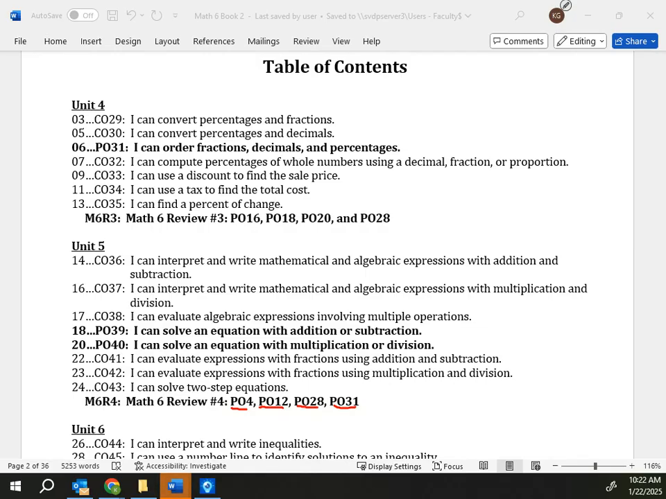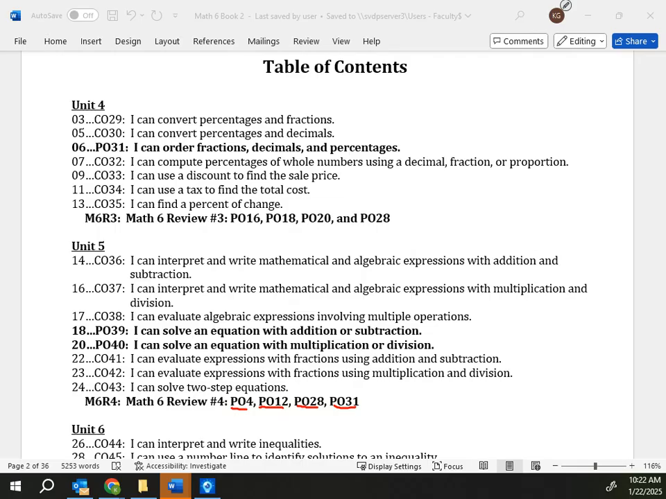The first 3 are from Book 1. Remember I said don't get rid of that Binder 1, because we're going to need to review from it for some of these review problems. So PO4, 12, and 28 are from Binder 1.